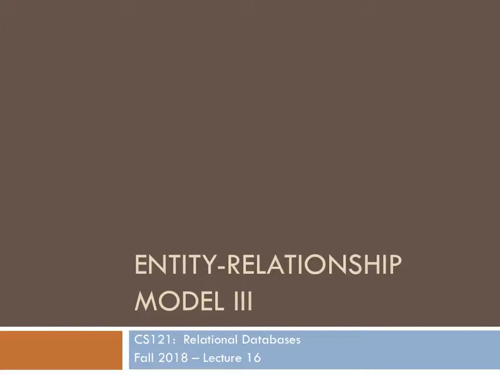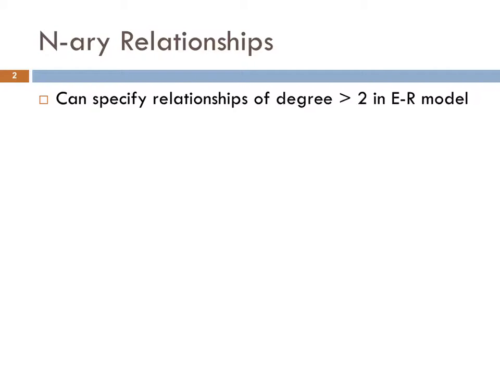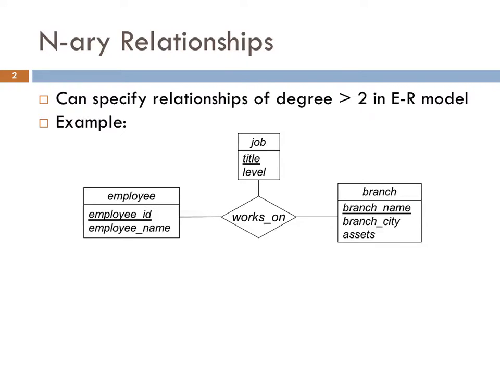So, today we're going to continue entity relationship model discussions. We talked briefly about how these relationship sets have a degree, which is how many entity sets are participating in a particular relationship set. Here's a degree 3 relationship set called works on. Right? We have employees, jobs, and branches.